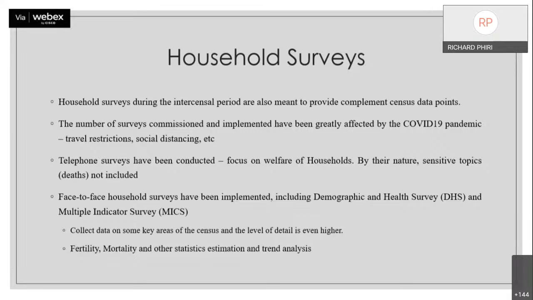As for face-to-face household surveys, we have done the DHS and the Multiple Indicator Cluster Surveys. During the development of the surveys, the impact of COVID-19 wasn't that much, so we didn't have specific questions around COVID-19. We just looked at some of the areas in the census so that we could estimate fertility, mortality, and other statistics, and also do some trend analysis.